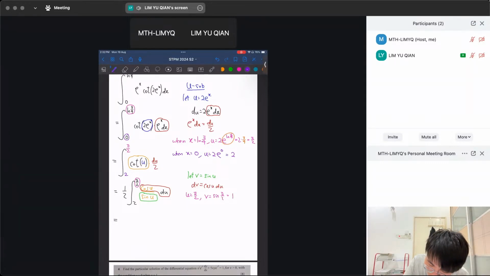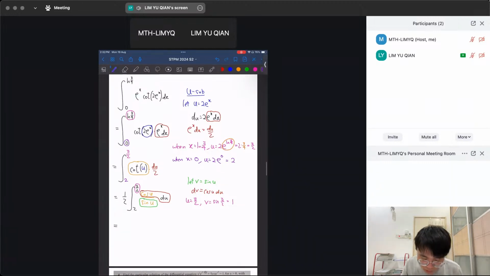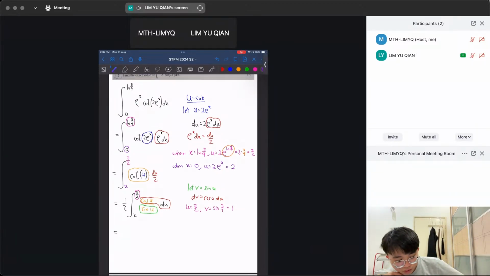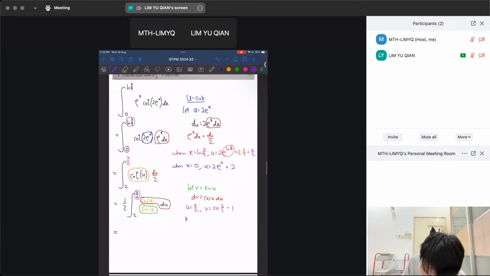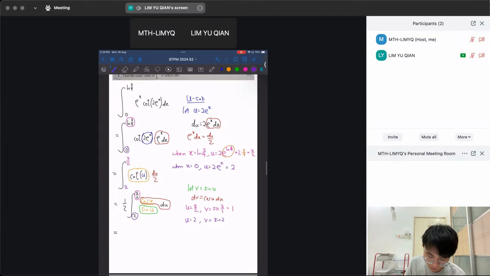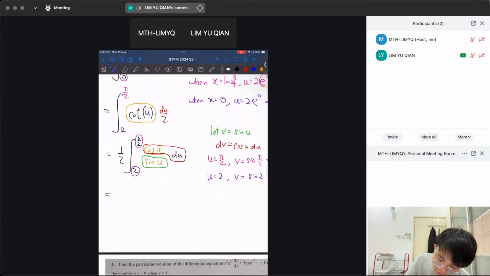Okay, and then when u equal to 2, v equal to sine 2. Never mind, just put sine 2 only, don't put the decimal first. Sine 2. This upper limit is equal to 1.